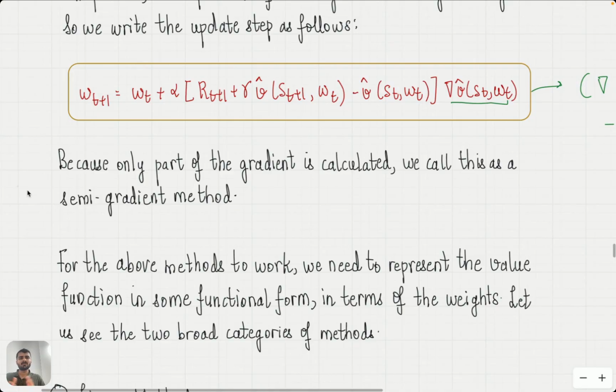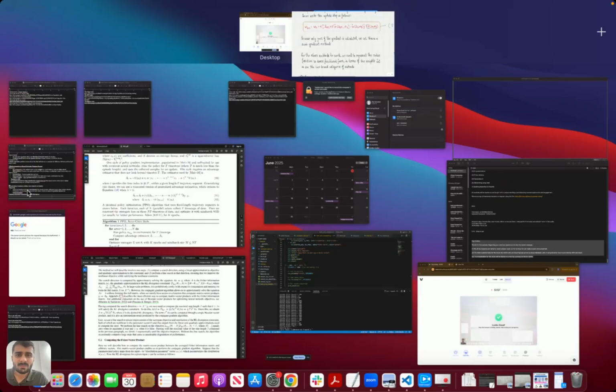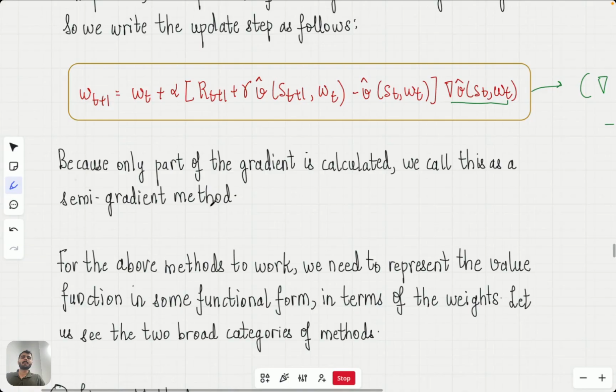Okay, so now great, we have the update rule ready. We know how to modify our weights. The only thing pending is how do we write this value function in a functional form? This is something which is pending and we have to think about it. I have not discussed that yet. I have just told you that the value function can be written as some function of the weights. But what is this function of the weights?